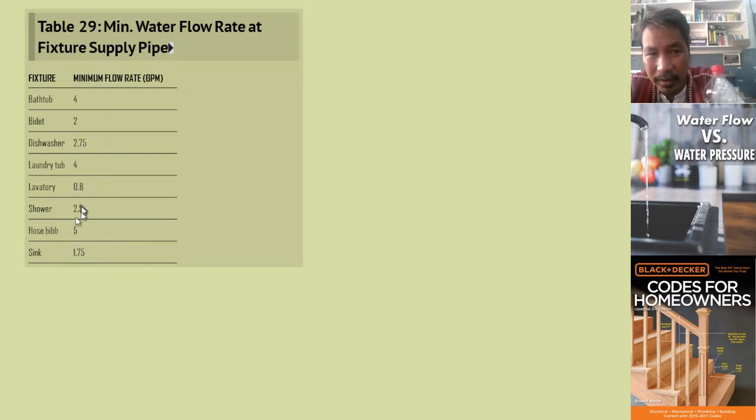So which one is the biggest? The biggest is the passenger that is fat. What are the passengers that are chubby? Laundry tub and bathtub, they are chubby. What are the normal types of passengers? Dishwasher, shower, and then sexy, bidet, and sink. And what about this one? It's not only sexy, they are so thin. Petite. Lavatory. So lavatory is just for washing hands. So there are different load characteristics.